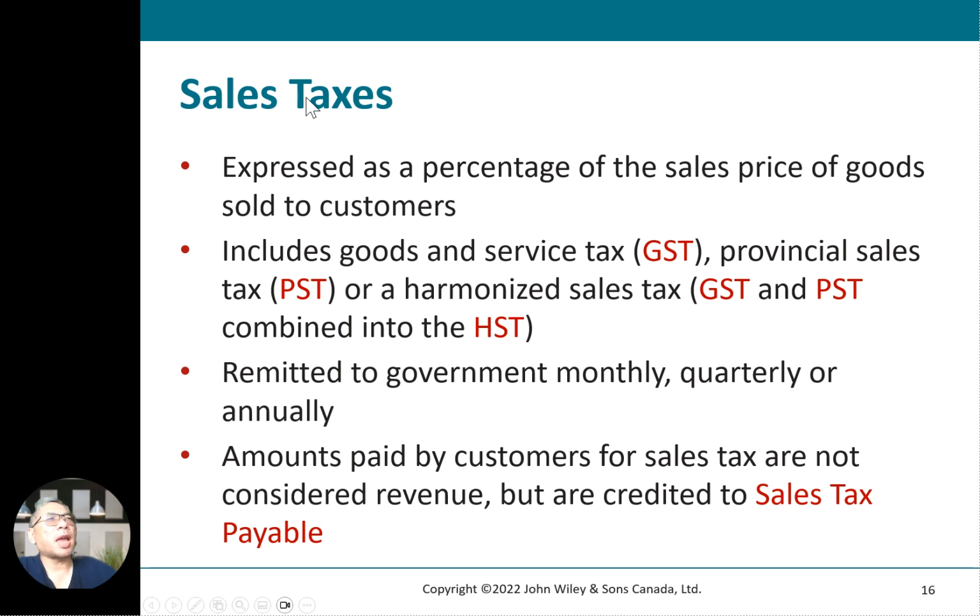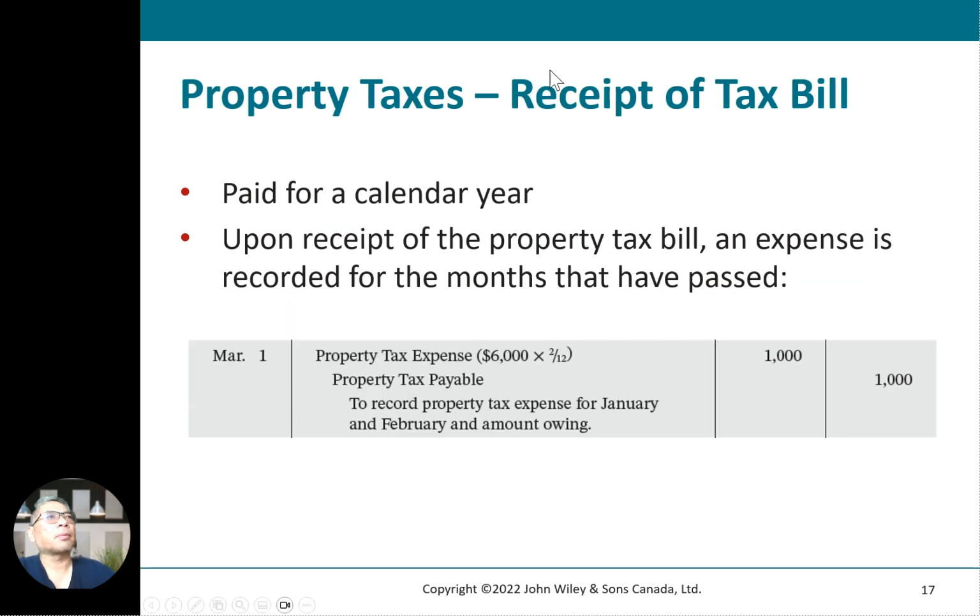In terms of sales tax, it is expressed as a percentage of the sales price when goods are sold to a customer. It includes goods and services tax GST, provincial sales tax PST, and harmonized sales tax, HST, where GST and PST are combined. Remember, GST, when you collect it, you can also offset it against what you have to pay. It is remitted to the government monthly, quarterly, or annually. Amounts paid by customers for sales tax are not considered revenue but are accrued to sales tax payable.